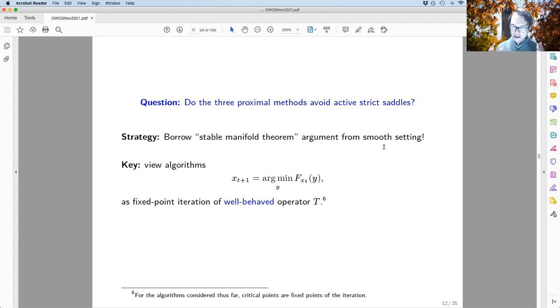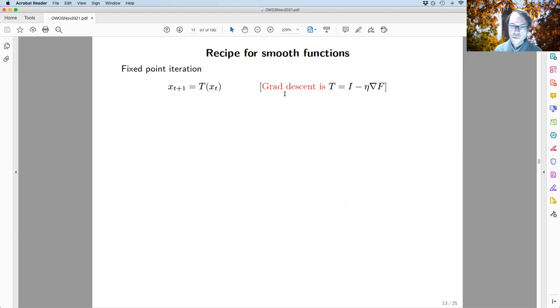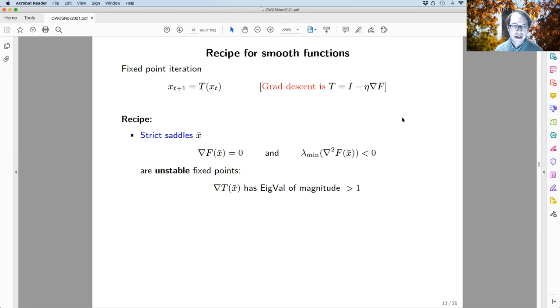And so, just stepping back, let's now consider fixed point iteration on some well-behaved operator. And I'll give you a sense of what happens in the smooth setting. Okay, so here's the recipe for smooth functions. We have a fixed point iteration, which is just generated by the gradient descent mapping. And so this is equivalently how one might write gradient descent. Now, strict saddle points of this function f, which are critical points with negative curvature, require that the function we're trying to optimize has a negative eigenvalue. Its Hessian has a negative eigenvalue at the critical point. In addition, critical points are clearly fixed points of this operator because the gradient is zero.